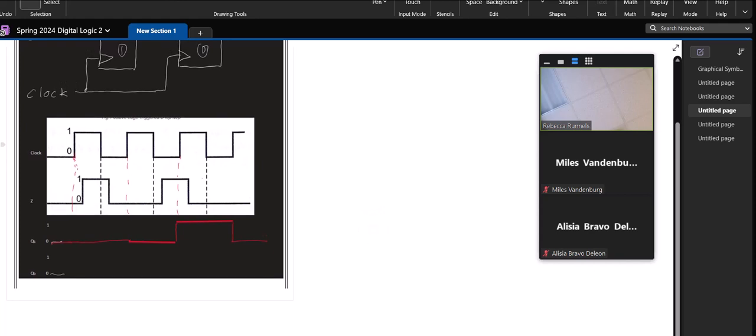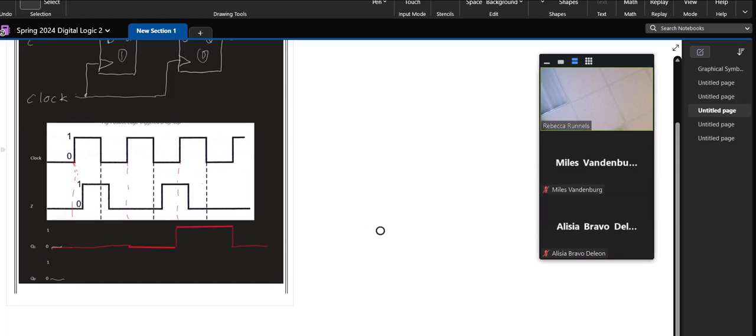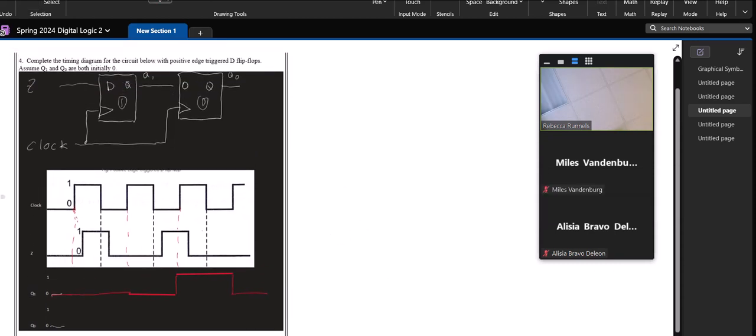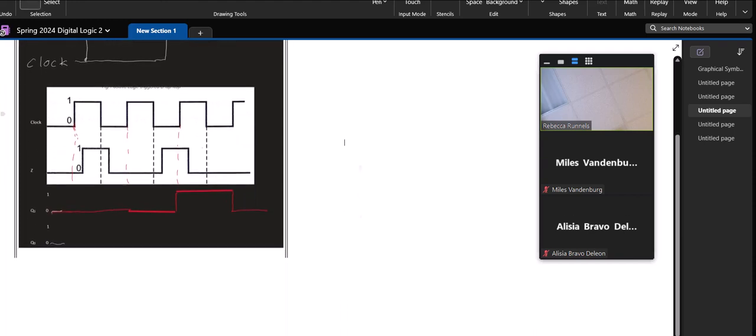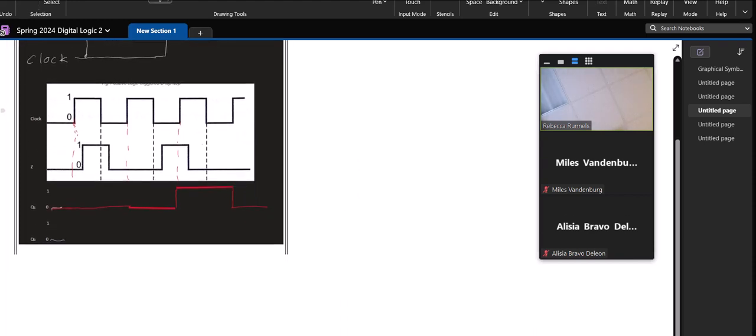Now, the second flip-flop has as its input the output from the first flip-flop. So the second flip-flop is going to be looking at this output right here. So it starts at 0, and it has to remain 0 until it gets to this positive edge. And then at that positive edge, actually, we got to be a little careful here.